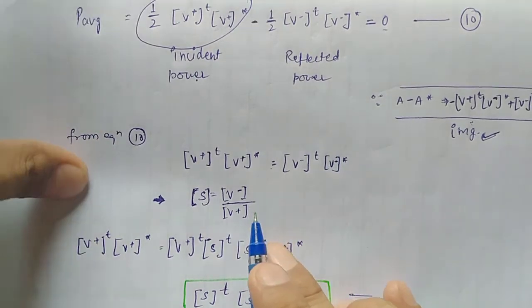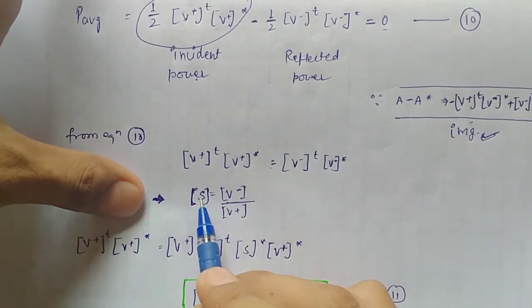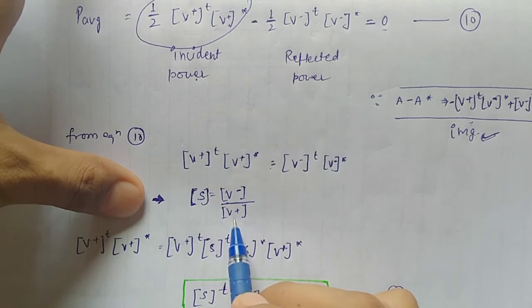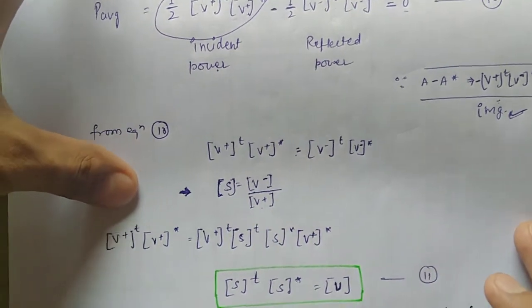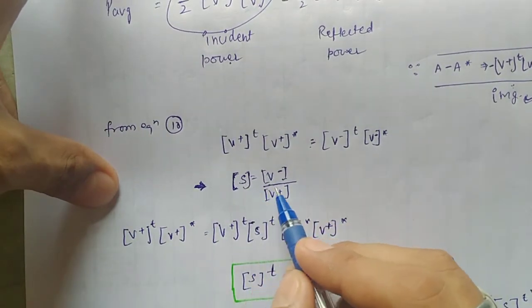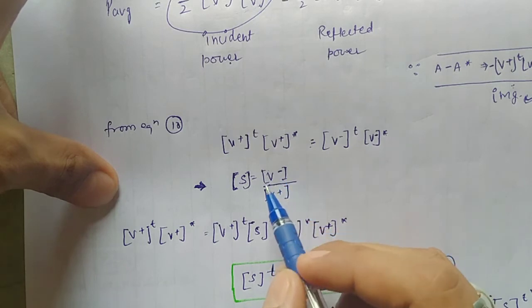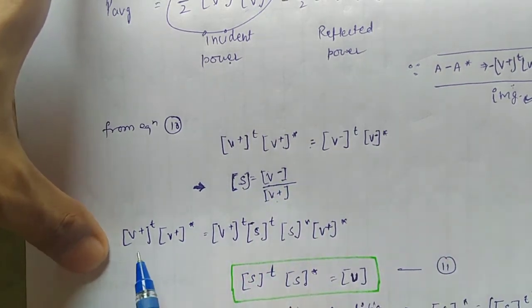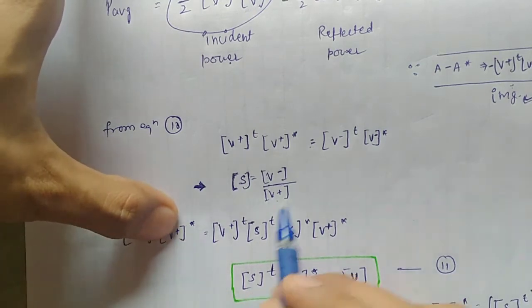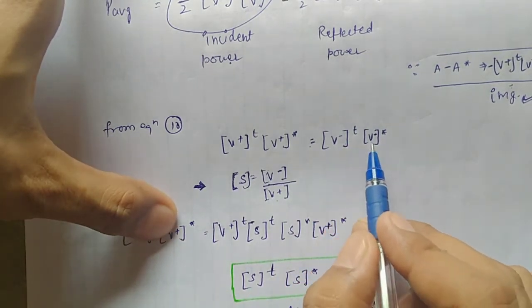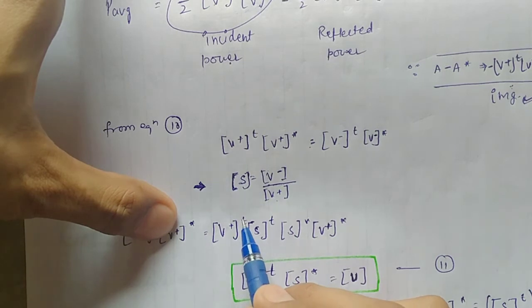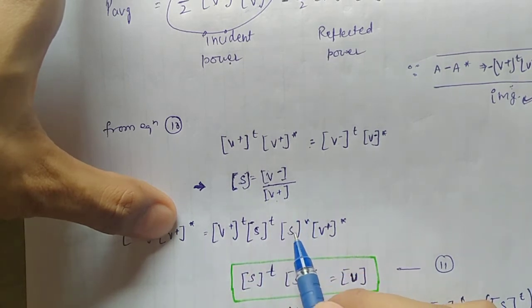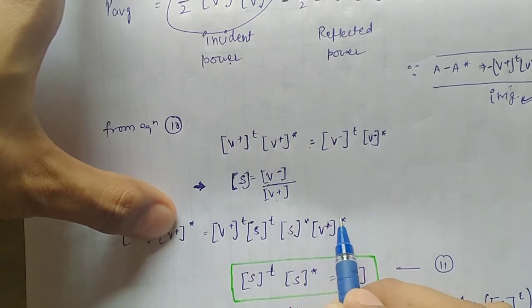Now we know that the S matrix is given as V minus by V plus. So we can substitute this value in place of V minus, I will write S into V plus. So we will get this modified equation. V plus transpose V plus conjugate, in terms of V minus transpose and V minus, I am writing V plus transpose into S transpose and S conjugate into V plus conjugate.